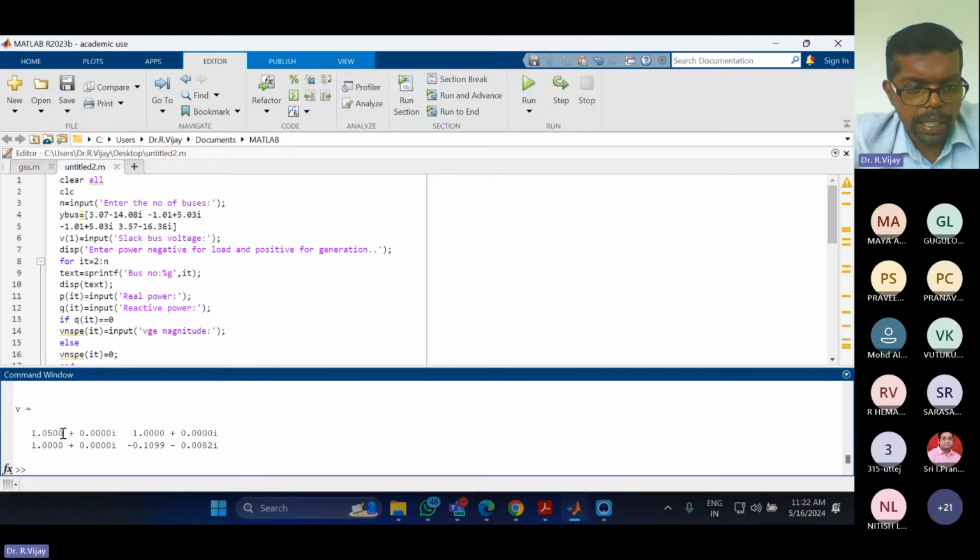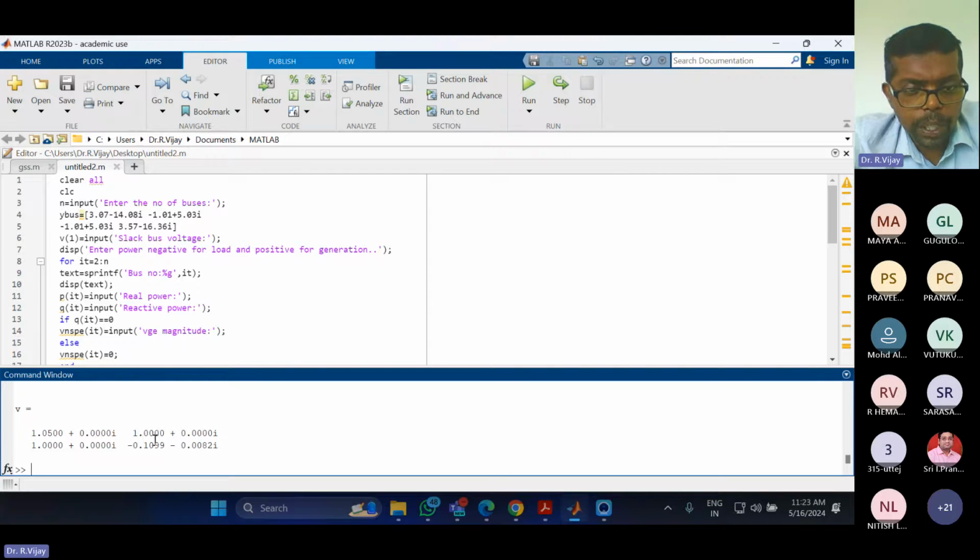With the value mentioned in the problem, that is 1.05 plus 0.001i, and for the flat start value 1.01, here also 1.01. This is the voltage value: minus 0.1099 minus 0.0082i. That is the voltage value. The change in the voltage value is minus 0.6937 minus 0.0051i. So generally, this is the sending end voltage.